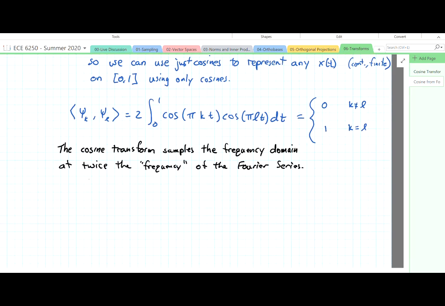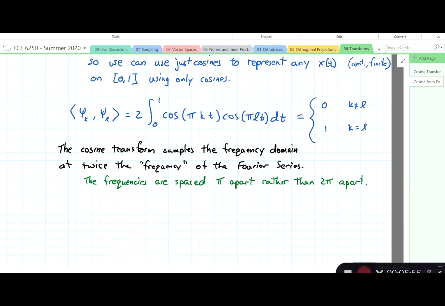So I guess I could put it this way. The frequencies are spaced pi apart rather than 2 pi apart. So that's it for the cosine transform. We'll do the discrete cosine transform next.